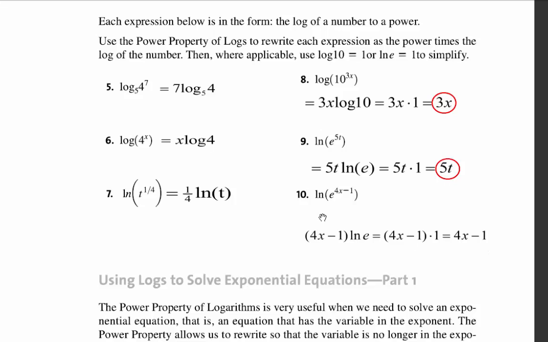And then the last one, we have natural log base e of e to the 4x minus 1 as an exponent. So I bring the whole exponent in front, placing it in parentheses, by the way. So I'm left with 4x minus 1, the quantity, times natural log base e of e. And again, natural log base e of e is the same as 1. So you're left with 4x minus 1 times 1, which is simply 4x minus 1.